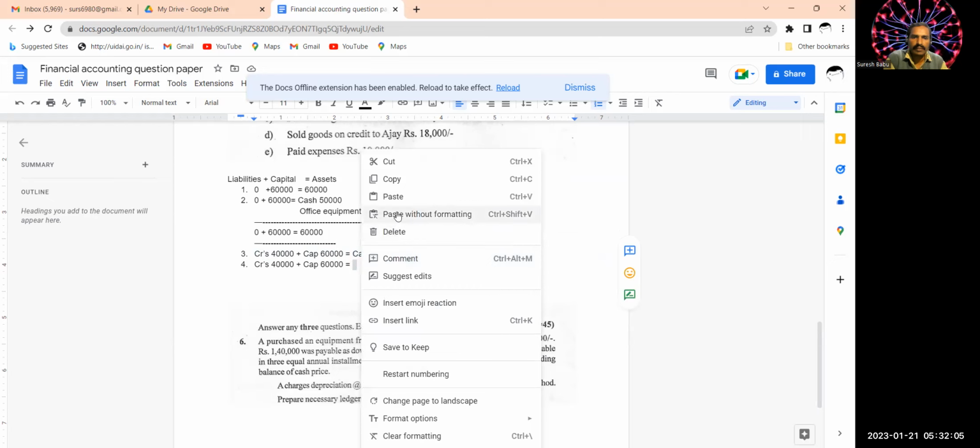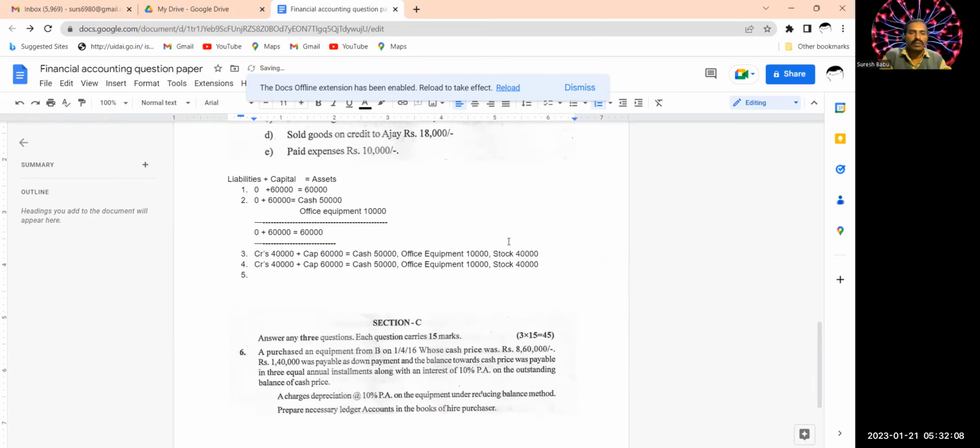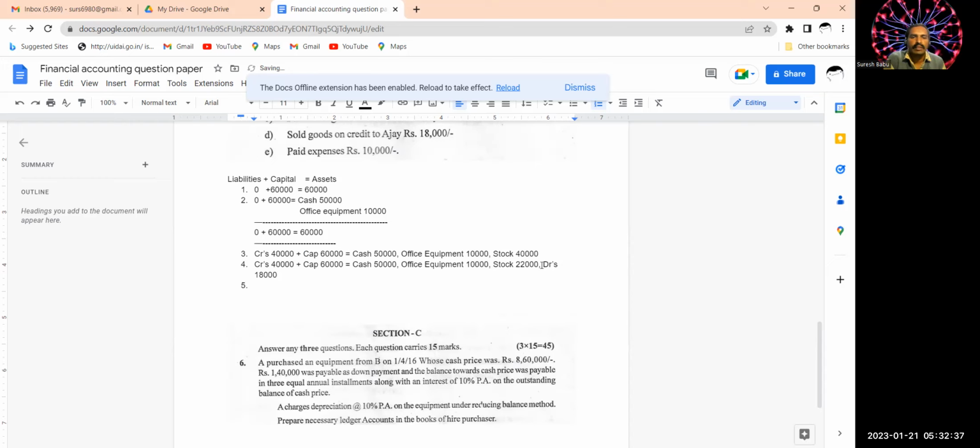Now see, paste it. So what is the transaction? Sold goods on credit to Ajay. So stock, how much you had? 40,000. 40,000 minus 18,000, stock becomes 22,000. Ajay is a debtor, correct? Debtors, how much? Debtors, 18,000. Now on asset side and liabilities plus capital, 1 lakh only.